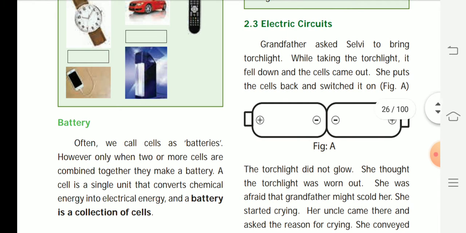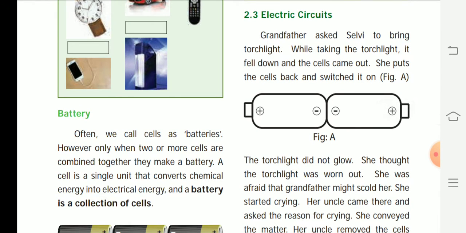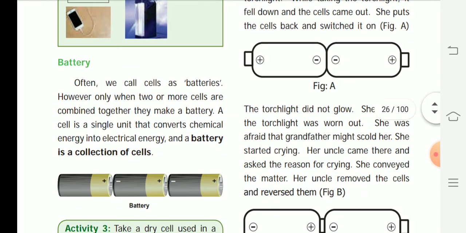Do you know the meaning, children? Suddenly, Selvi dropped the torchlight and switched it off. Then she took the torchlight and put the battery into it. Then she switched on the torchlight, but it did not glow. Why? Because she arranged the battery in the wrong way. So the negative and the positive charges will not work.